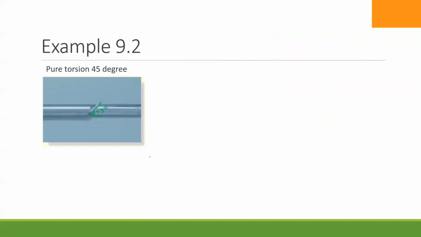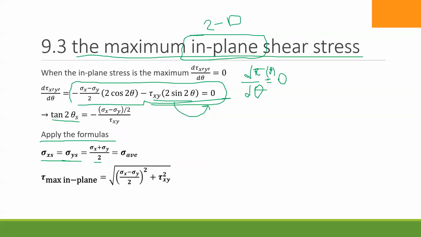Therefore, sigma x's and sigma y's are equal to sigma average for the maximum in-plane shear stress. So when our shear stress is maximum, we can't say the normal stress is equal to 0, but we can say the normal stresses in both the x and y axes become equal, and this also equals the average stress. Average stress meaning sigma x plus sigma y divided by 2.